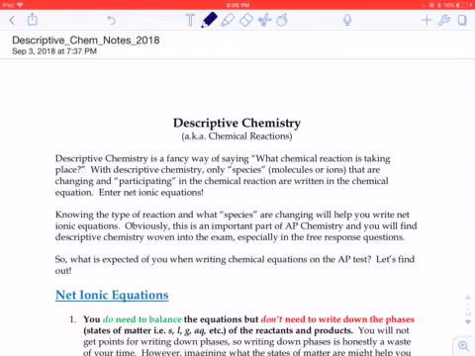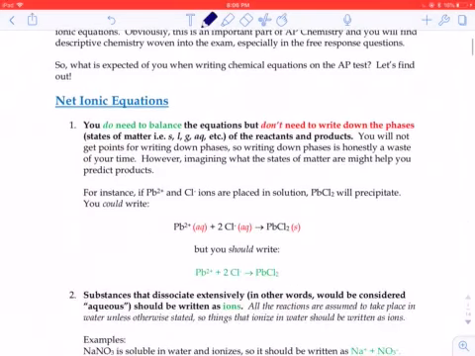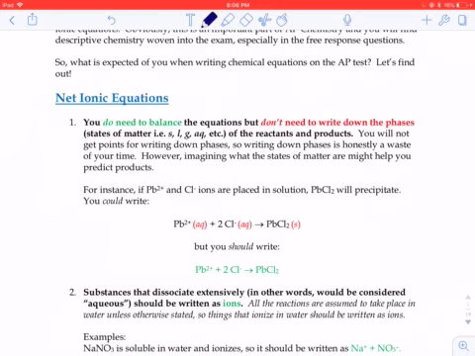What dissolves, what doesn't. That will determine what things you have to write down when doing a net ionic equation. So just a couple rules to keep in mind when you're doing your net ionic equations. You do need to balance the equations, but you do not need to write down the phases of matter, like it says right here.